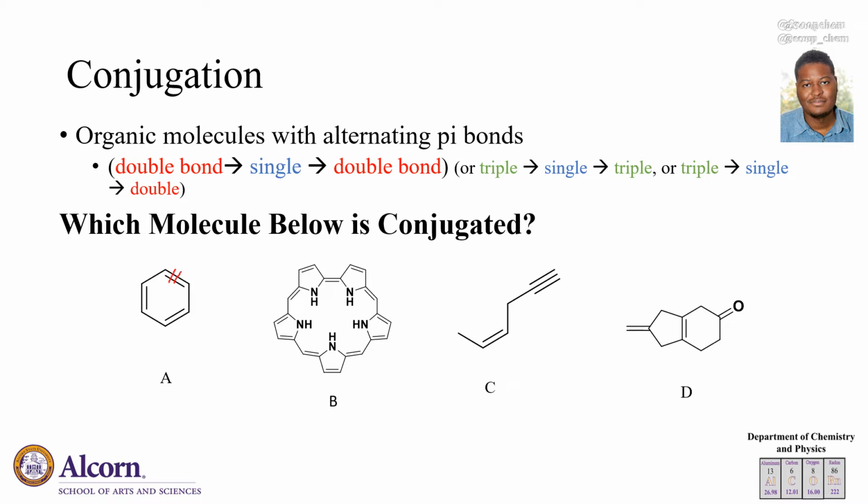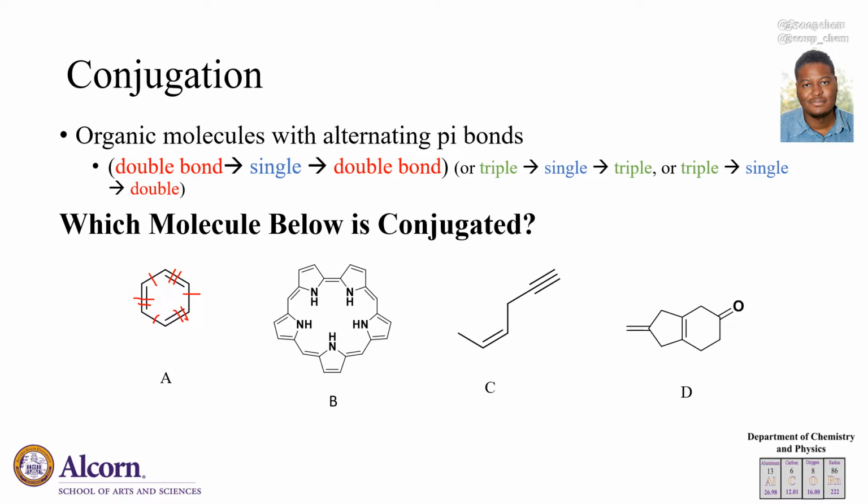I see a double bond. I'm going to use 2 lines to describe that. I see a single bond, another double bond, a single, a double bond, and another single. So this case appears to be conjugated because I have single, double, single, and double. That fits our definition of conjugation, which is a molecule that has these alternating pi bonds. And again, that could be double, single, double, like we have in this case here.